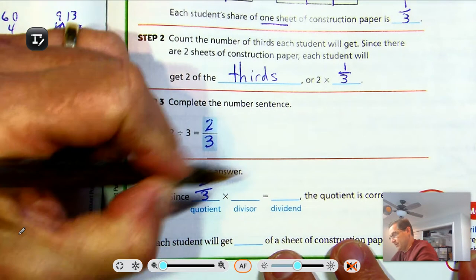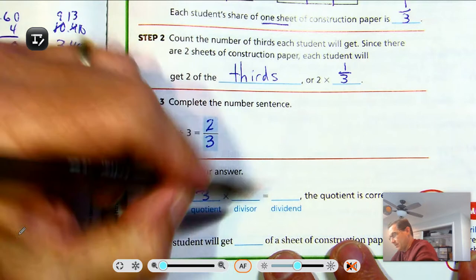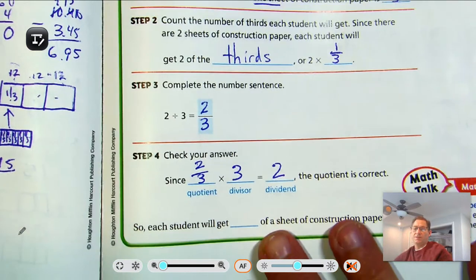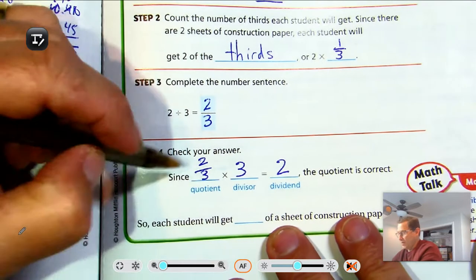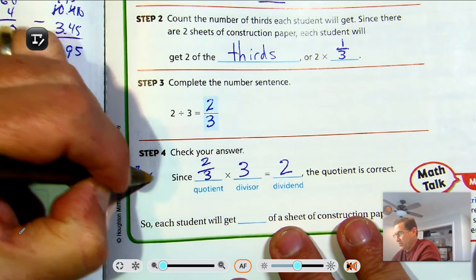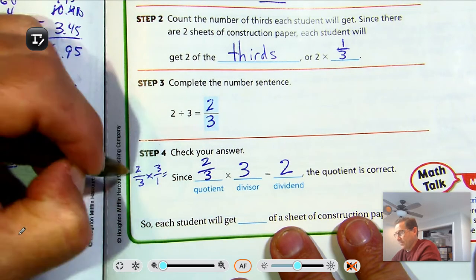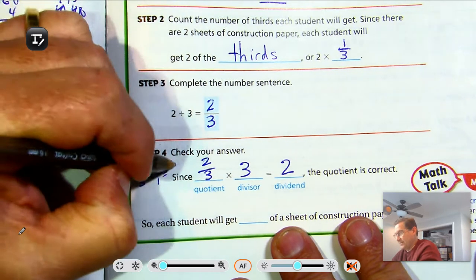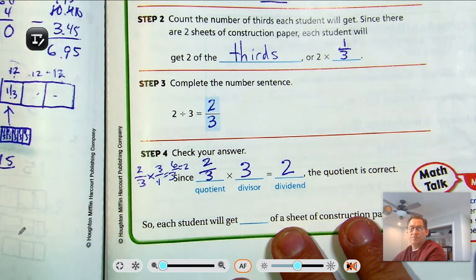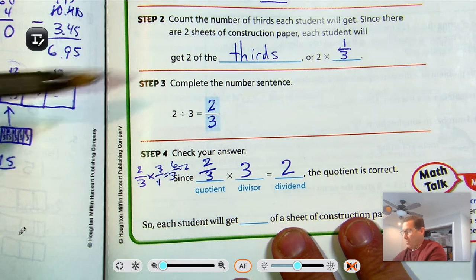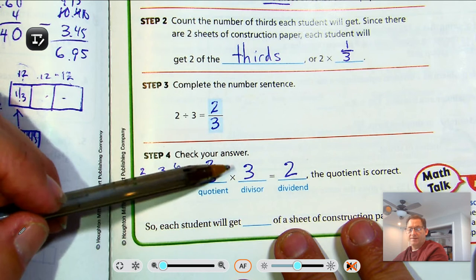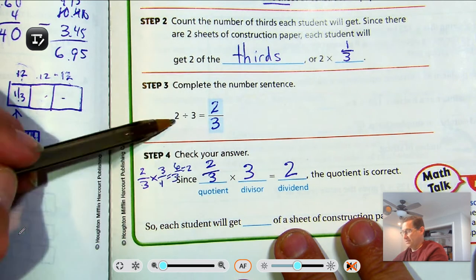Since 2/3 times 3 equals 2, the quotient is correct. So how do I know that 2/3 times 3 is 2? Because remember, we can rewrite 3 as 3 over 1, and 3 times 2 is 6, and 3 times 1 is 3. 6 divided by 3 equals 2. So our quotient of 2/3 times the divisor 3 will give me the dividend 2.